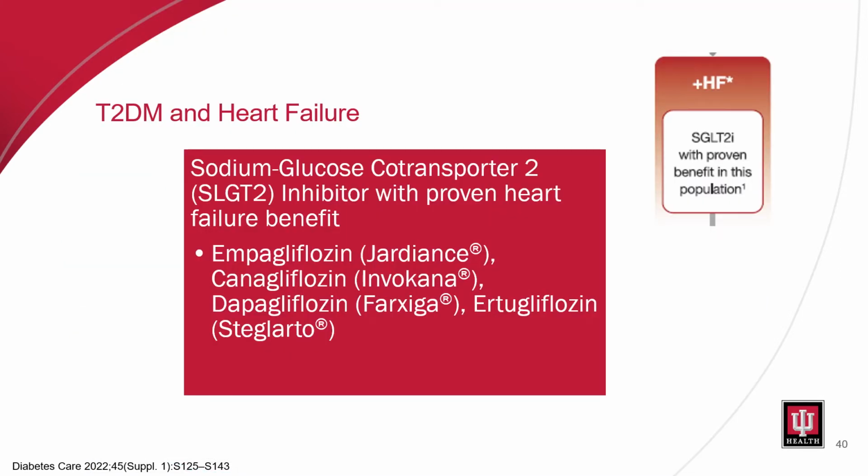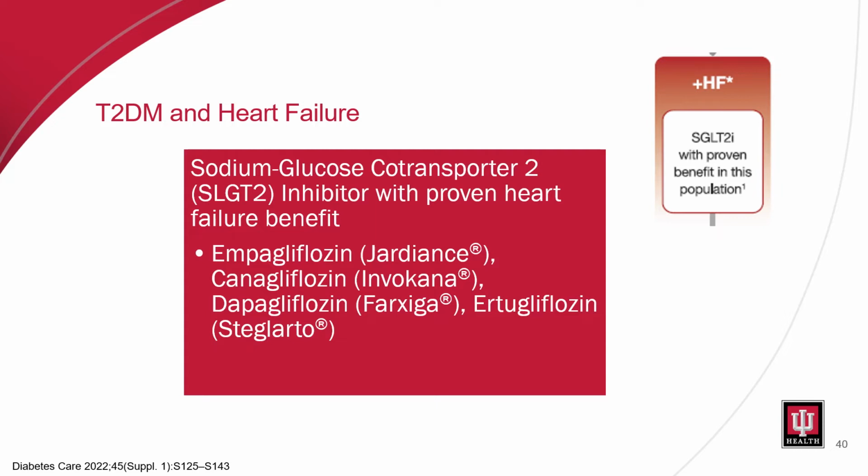So we'll start off by talking about type 2 diabetes and heart failure. In these patients, we want to start a sodium glucose cotransporter 2 or SGLT2 inhibitor with proven heart failure benefit. These agents are empagliflozin or Jardiance, canagliflozin or Invokana, dapagliflozin or Farxiga, and ertugliflozin or Steglatro.